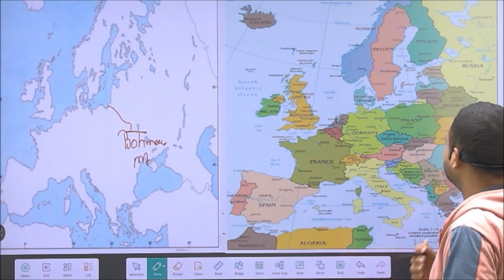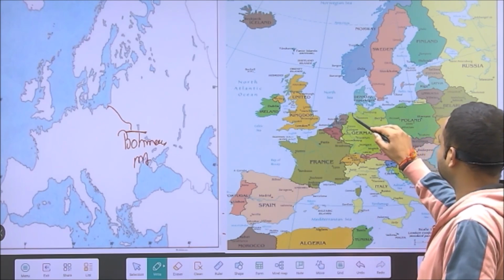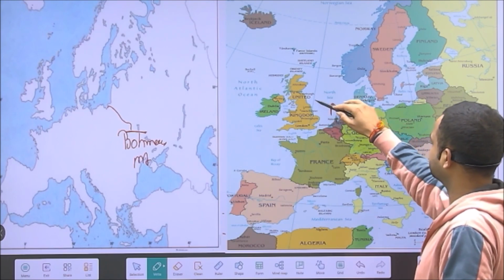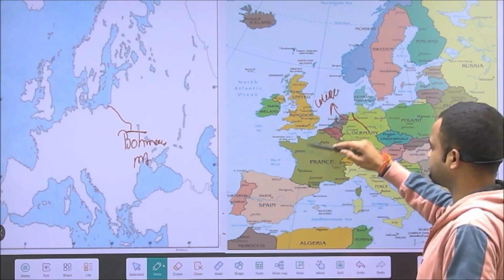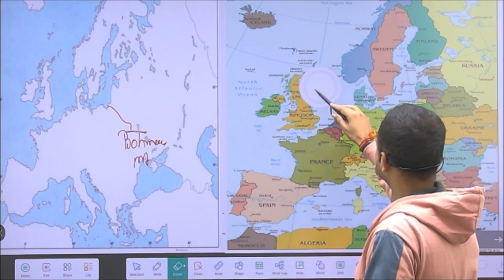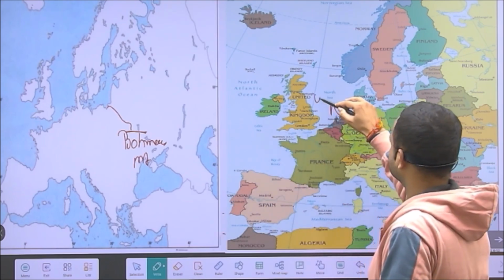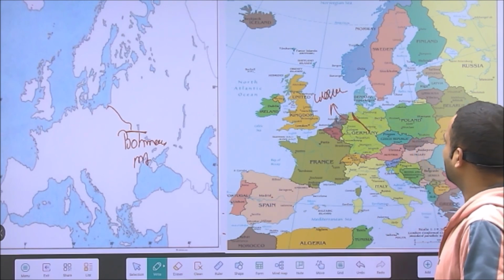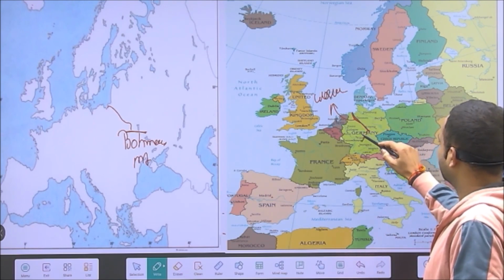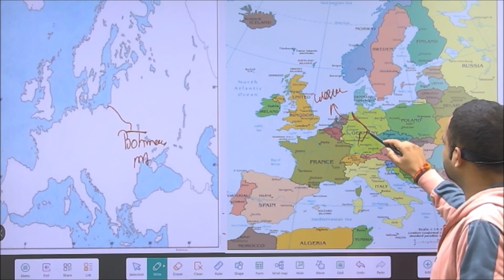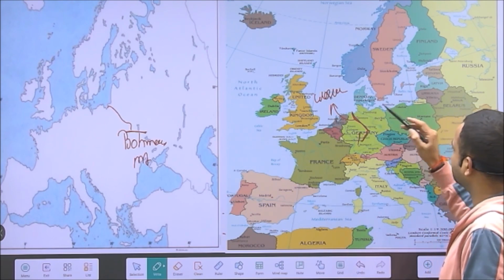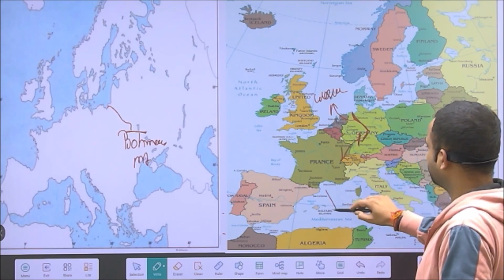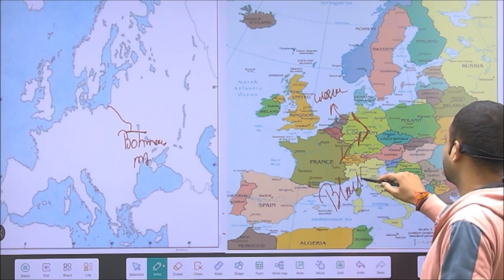Now I will discuss another river which is called the Weser River. The Weser River basically originates from this mountain, and this mountain is called the Black Forest.